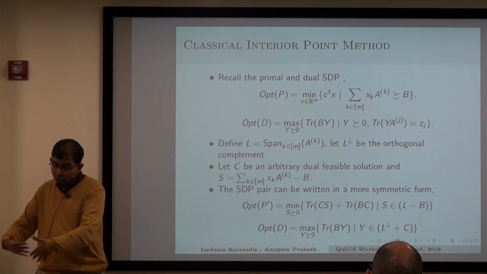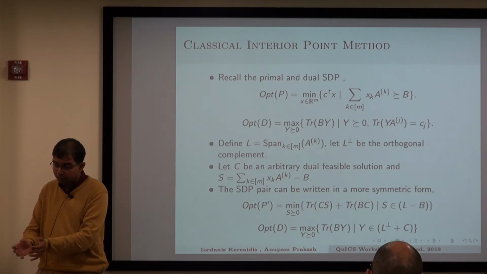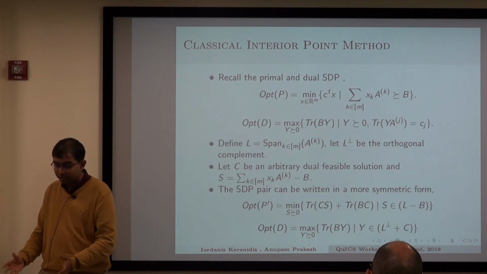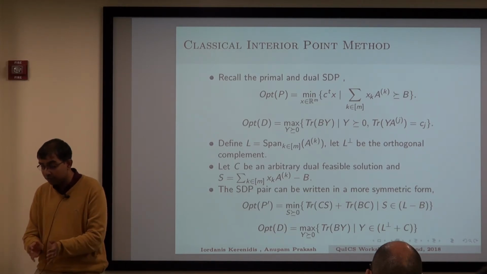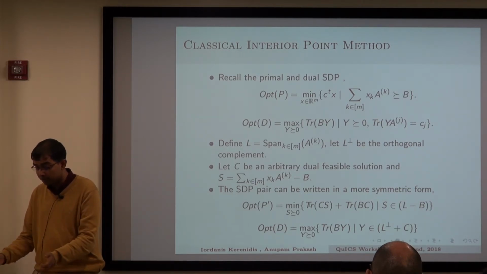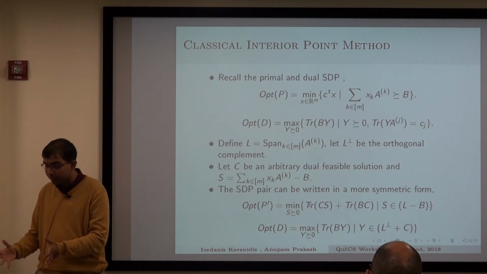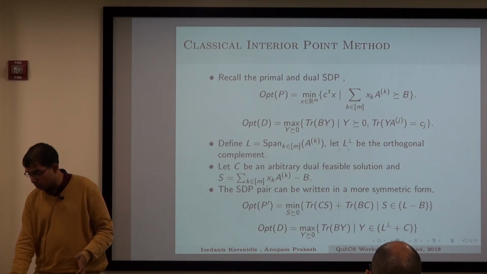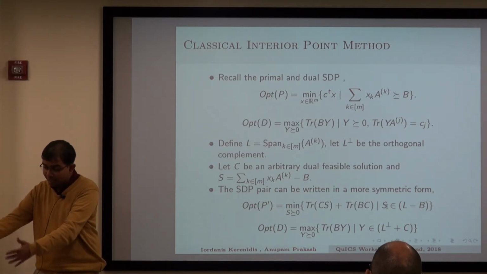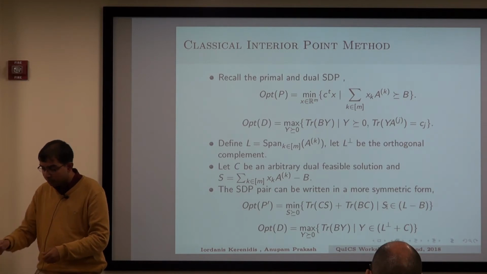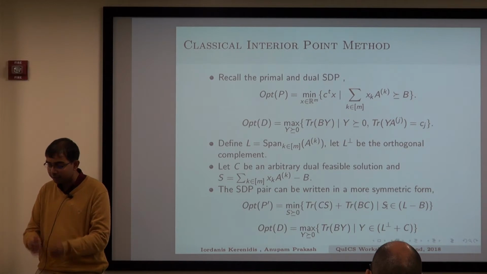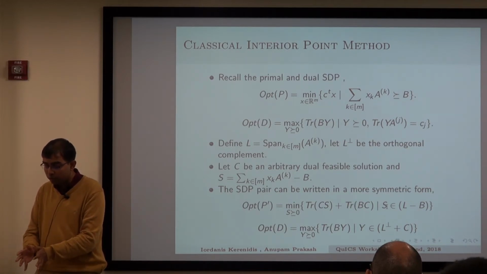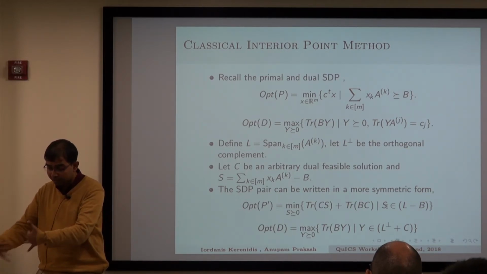So the first step to get the classical interior point method is to reformulate the SDP into a more symmetric geometric form. So we write it as minimizing trace CS where S belongs to L minus B. It takes a bit of work to see that it's actually equivalent, but it's a good exercise. So with the new formulation, we have symmetric constraints for both the primal and the dual. So we have S belongs to L minus B, and Y belongs to L perp plus C, and they look exactly similar.